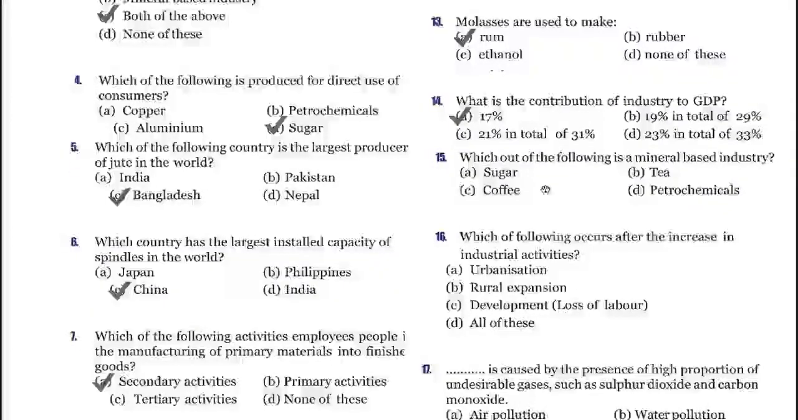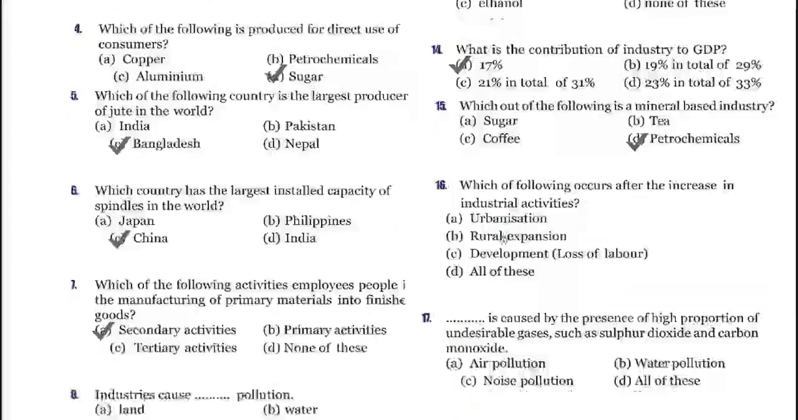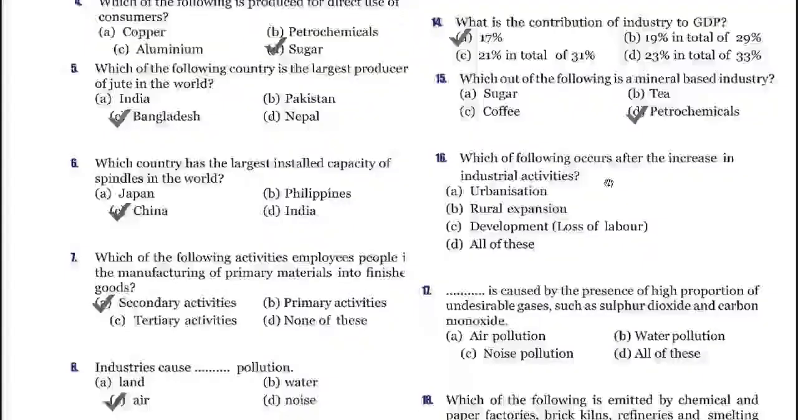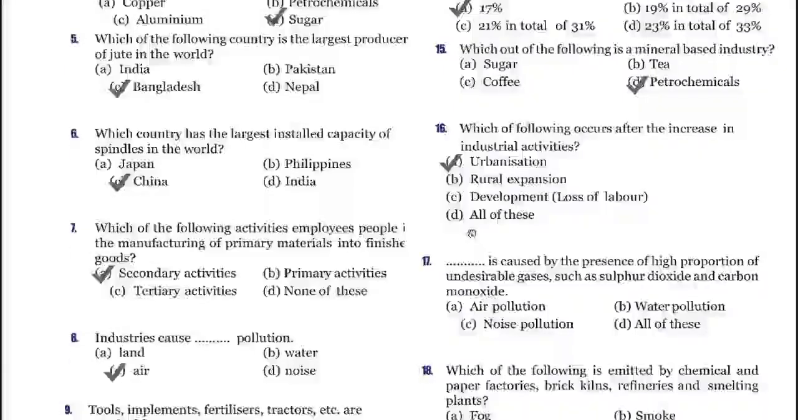Now question 15, which out of the following is a mineral based industry? Sugar, tea, coffee, and petrochemical, and its answer is option D, petrochemicals. Now question 16, which of the following occurs after the increase in industrial activities? Urbanization, rural expansion, development, loss of labor, and option D, all of these, and its correct answer is option A, urbanization.